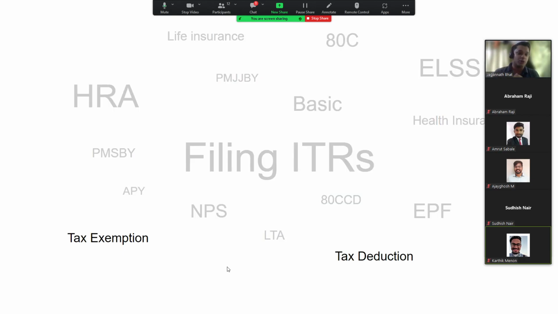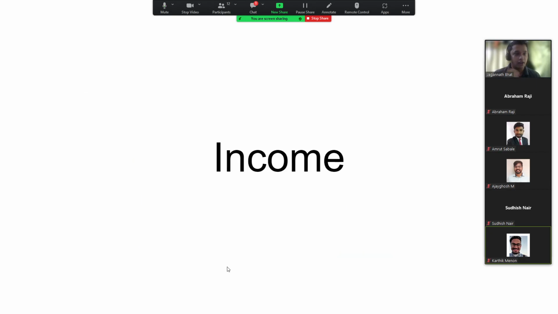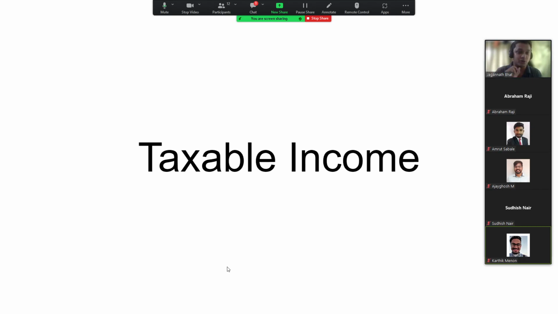Okay, so first, let's talk about tax exemption and tax deduction. I'll be using these two words frequently for the rest of the presentation, so that's why I wanted to talk about this first. I'll just give you a general idea of what this is, and I'll explain it in more detail later. So you have your income, that is what you get. It can be a salary, it can be from a business, or the rent you earn if you're giving one of your properties for rent. All that is your income, and you have to pay taxes on this, right? Actually no, you have to pay taxes on something known as the taxable income. So income and taxable income are separate.